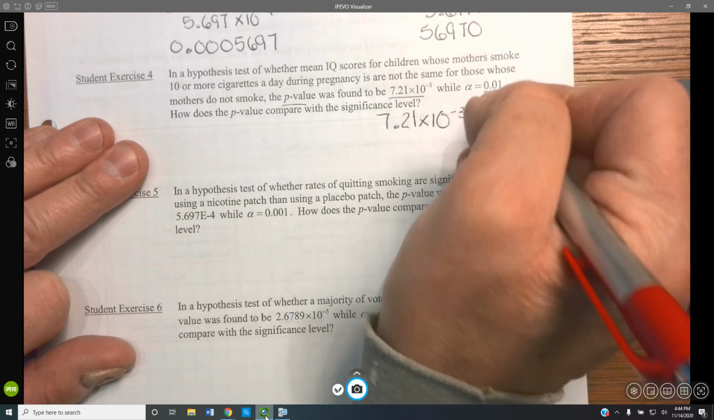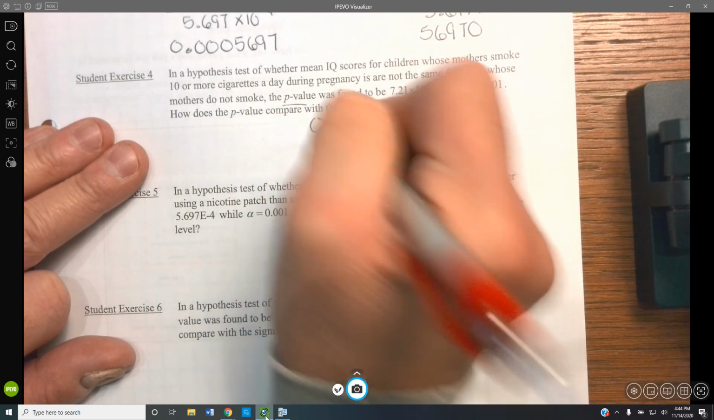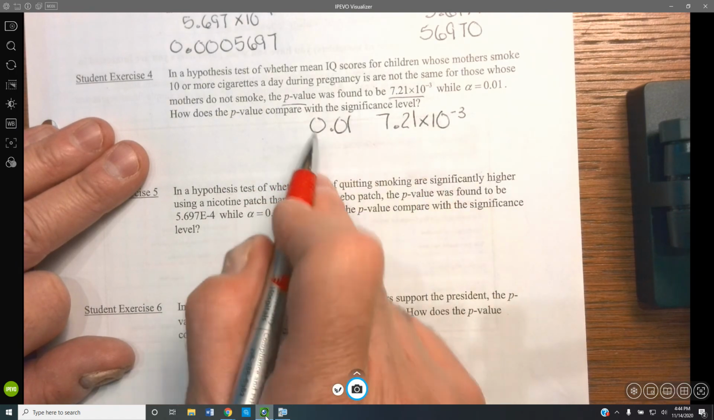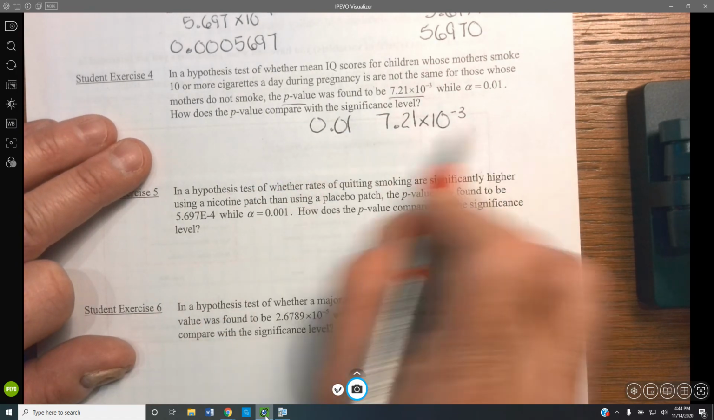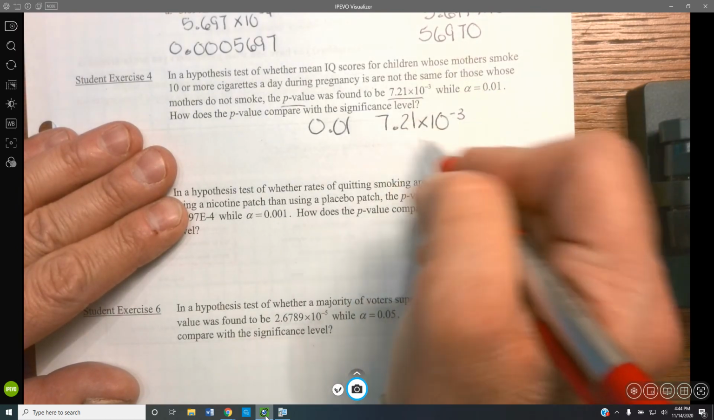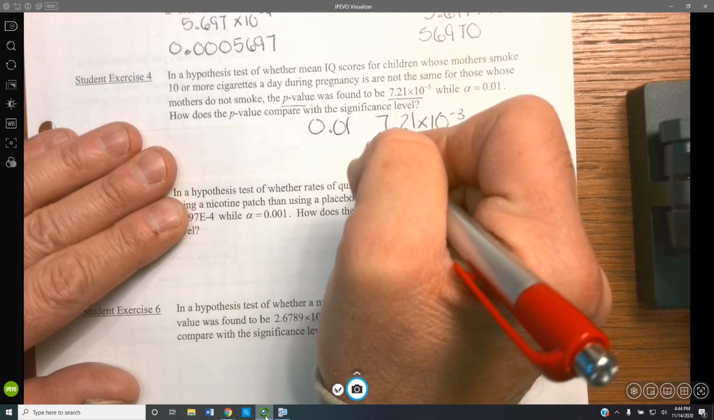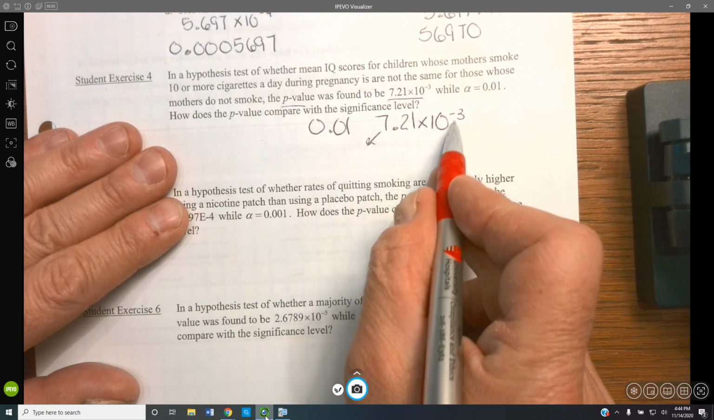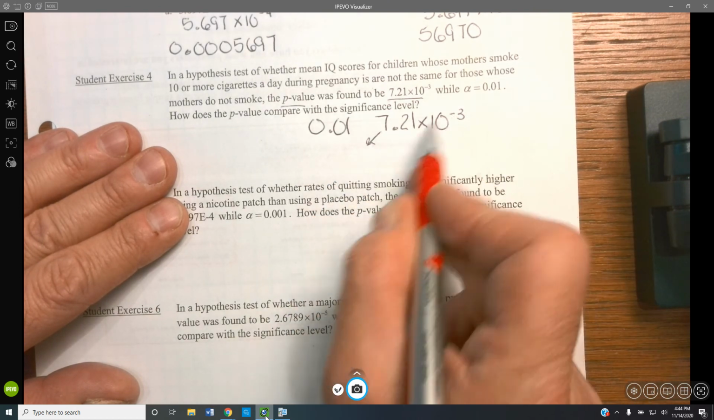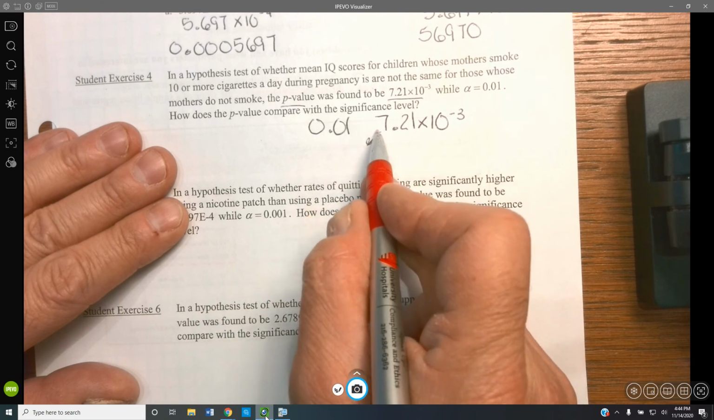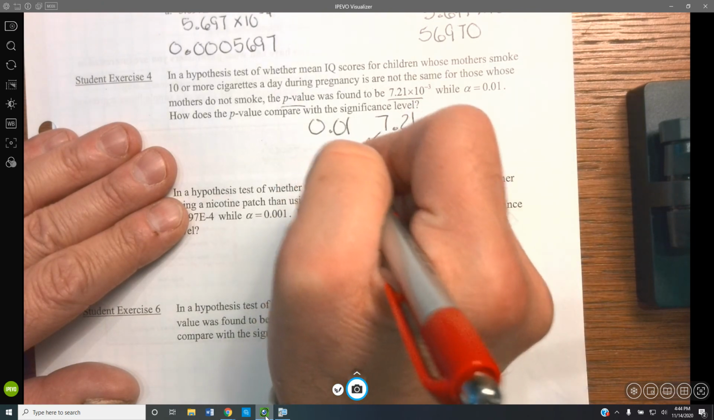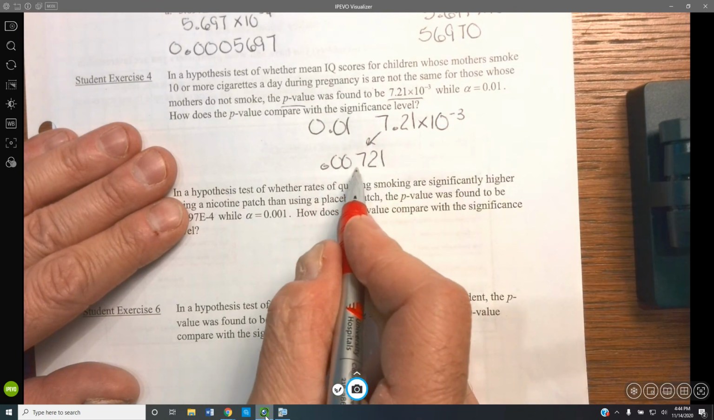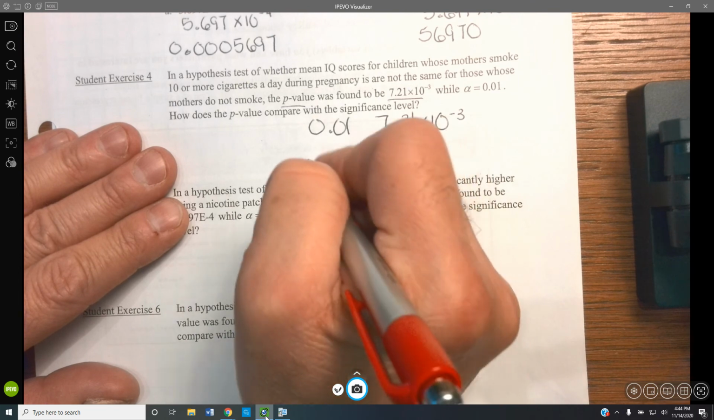Okay, so we're trying to compare a 0.01 to this right here. Actually, I should have this one first and this one second, but we can leave them in the space for right now. So let's convert this p-value. I'm going to move this p-value over here because it says p-value and alpha. I want p-value first, alpha second. So I'm going to move this 3 positions. Negatively means to the right once, and I need 2 zeros. 2 zeros, 7, 2, 1. So once, twice, 3 times, and I like that 0.